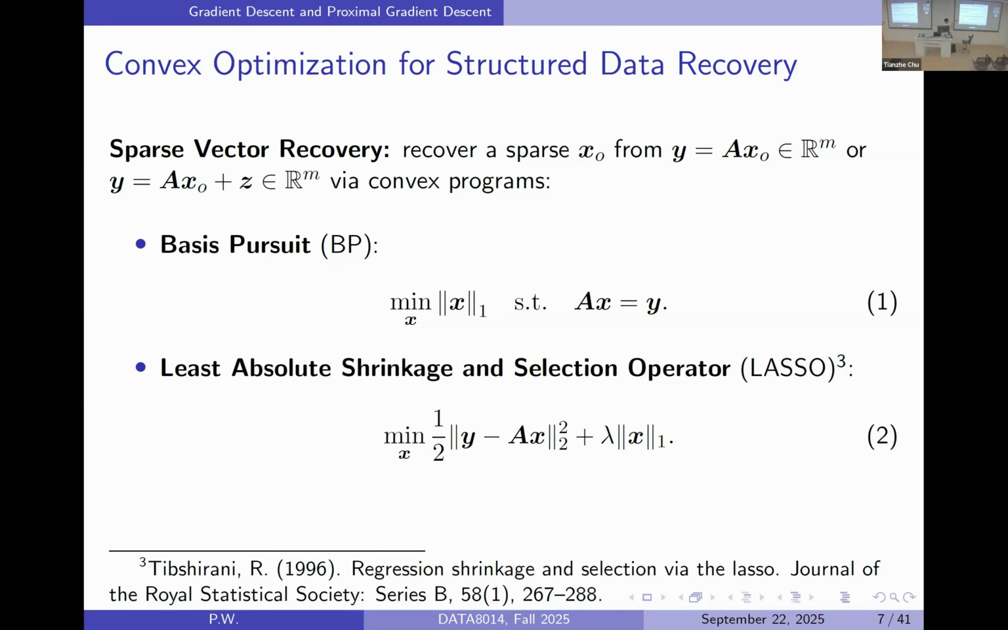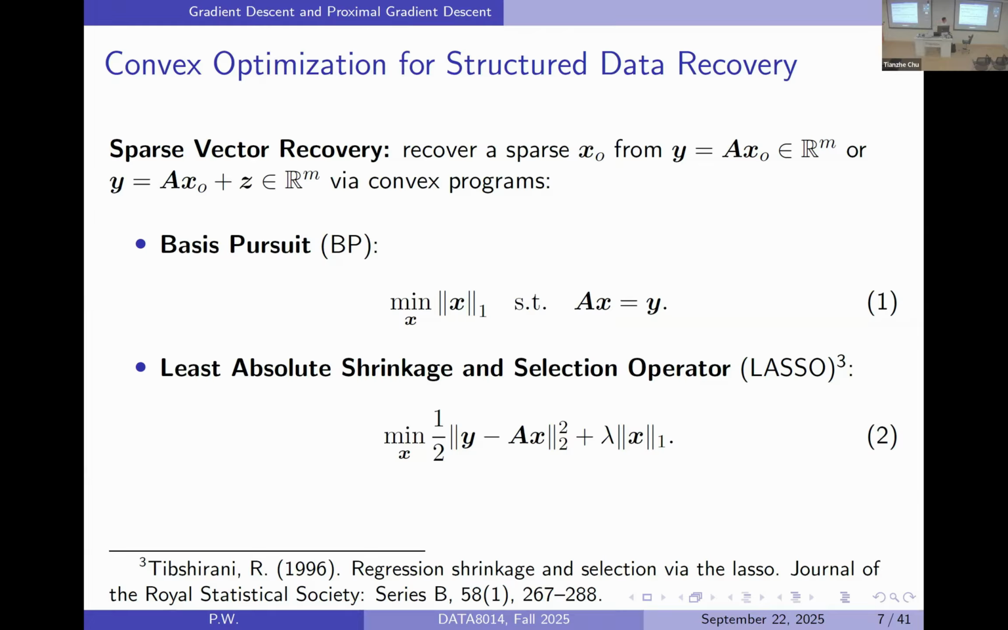That is, minimize, where the optimization variable is x, and the objective function is the L1 norm of x, right? And the constraint is Ax equals y. Obviously, the objective function here is convex, and the constraint is a linear constraint, still convex. So the total problem is a convex problem, right?